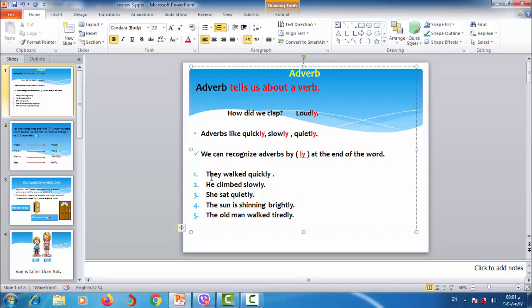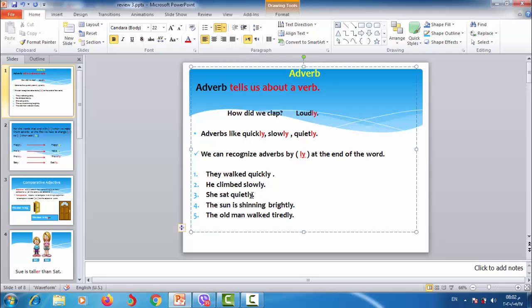So slowly is the adverb. We know it by what? By ly. And also slowly tells us about the verb. She sat quietly.